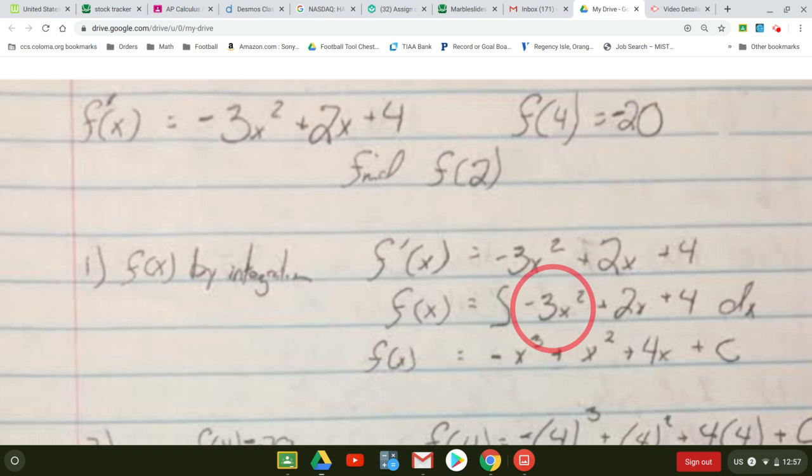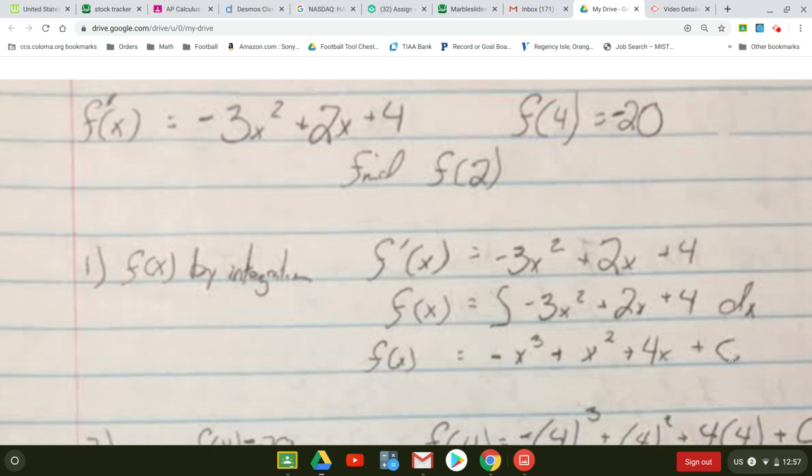We'll just go reverse power rule. The integral of negative 3x squared is negative x cubed. The integral of 2x is x squared. The integral of 4, the antiderivative of 4, is 4x. And then we would have to add on a constant because there could have been a constant out here that we would have gotten the derivative of, and that would have been 0. So here's our f of x. Now we need to figure out what this c is.